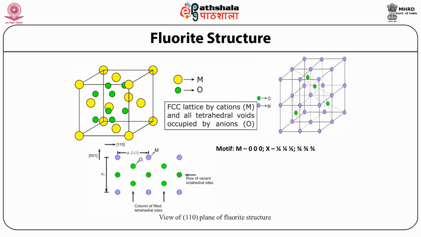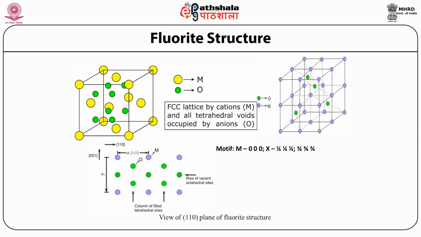The similar representation is shown on the right hand side, which shows the extension of this unit cell. In this case, the motif M is 0, 0, 0 and X is minus 1 by 4, 1 by 4, 1 by 4 and 3 by 4, 3 by 4, 3 by 4. On the below right corner of the slide, you can see the view of the 110 plane of the fluorite structure.